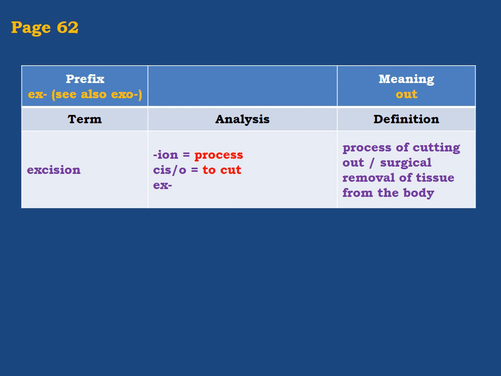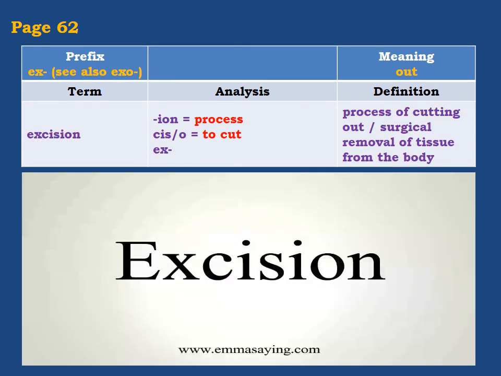Ion means process. Cis, or sis here in the pronunciation, means to cut, and ex, of course, out. Now, the meaning is process of cutting out or surgical removal. You remember this phrase, surgical removal, when we talked about ectomy. Ectomy means surgical removal, and it means what? Excision. So it is the same meaning: surgical removal of tissue from the body. Pronunciation. Excision.